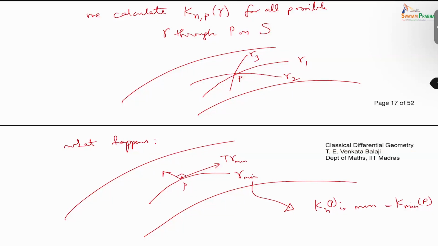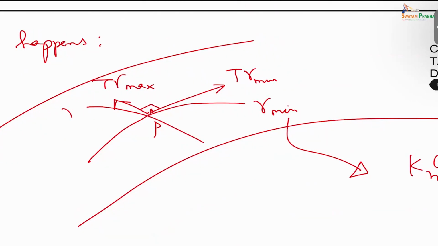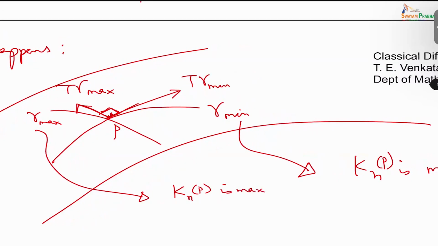Then there is another direction which is exactly at 90 degrees, and there is another curve like this, with tangent direction T gamma maximum. This is your curve gamma maximum, and the big deal is that these two are at 90 degrees to each other. Corresponding to this gamma maximum, the normal curvature at the point P is a maximum. This is something that happens, and this has to be proved.